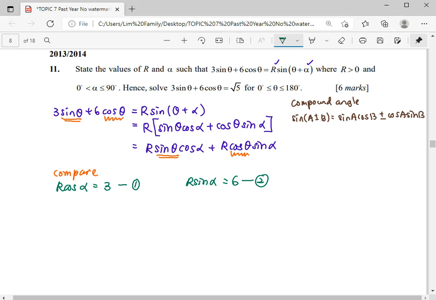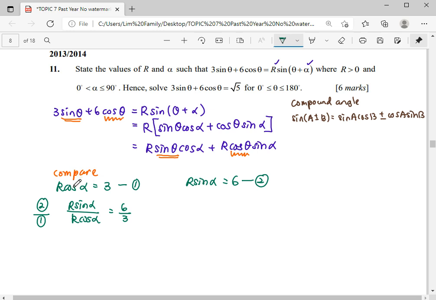After we get two equations, now we are going to solve these two simultaneous equations to find out what r and alpha are. How do we solve them? We are going to solve for alpha first. We will eliminate r. How do we eliminate r? We will use division. We divide equation 2 by equation 1 so that we can find tangent. So equation 2, r sine alpha, divided by r cos alpha, is equal to 6 divided by 3. We choose the equation that has sine, divided by the equation that has cos.